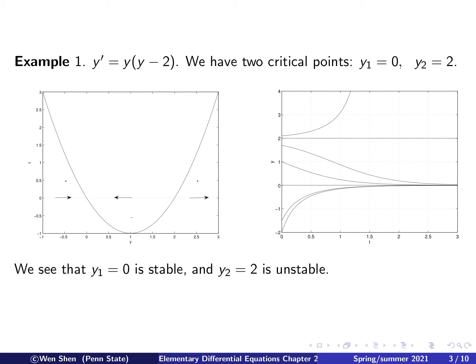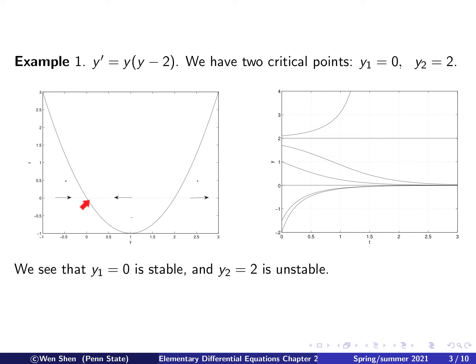From this graph, we see the following. Consider the interval where y is less than 0, meaning on the left. Here we see the graph of f is above the axis, so f is bigger than 0, which means y prime is bigger than 0. Then in the solution of the differential equation, as time goes, y would increase. Therefore we draw a little arrow pointing to the right to indicate the direction of the change of the y value.